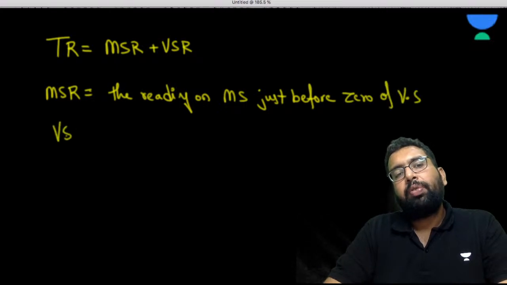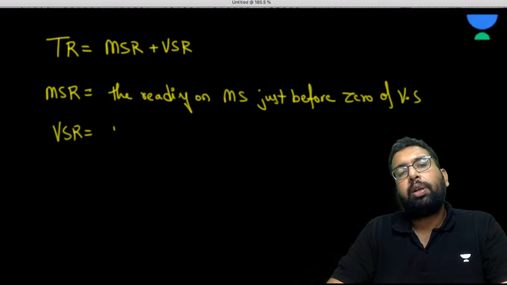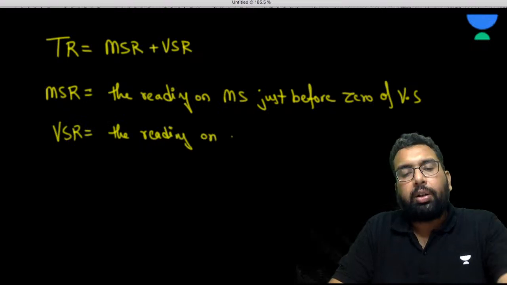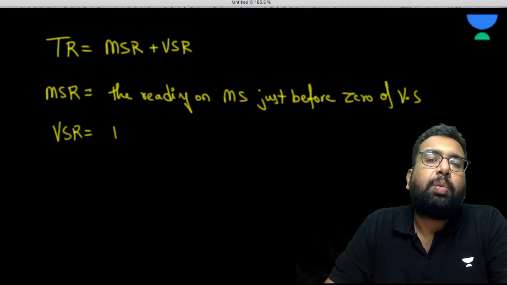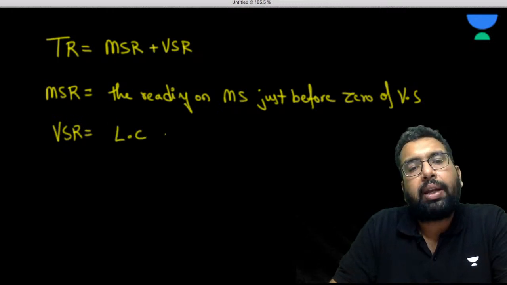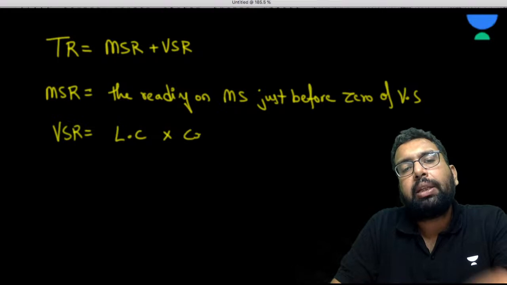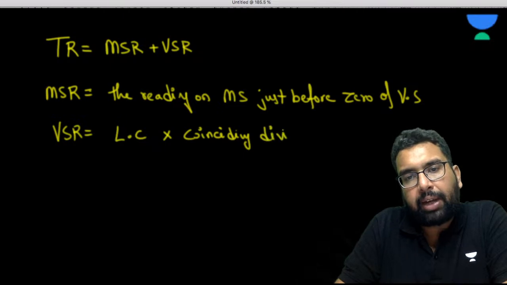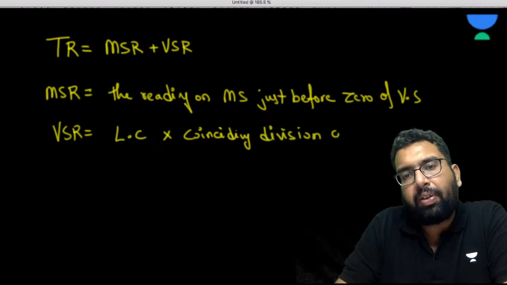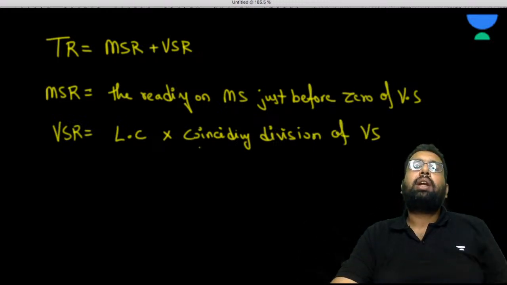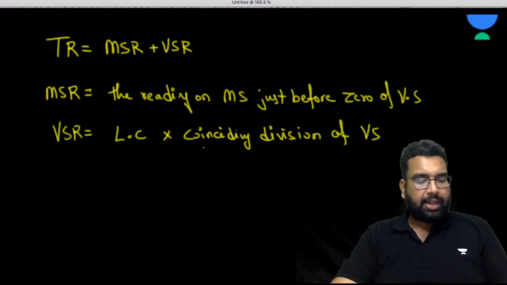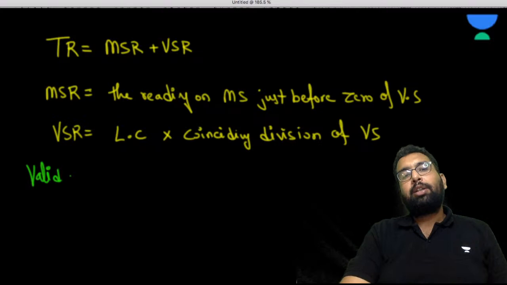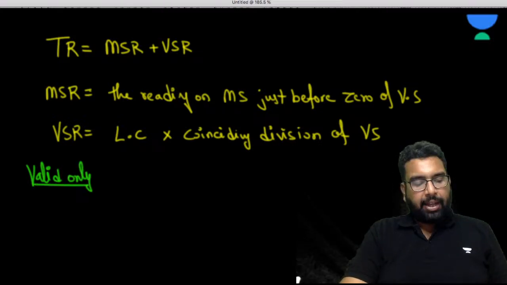And what is this VSR, Vernier scale reading? It is not the reading on the scale, it is going to be the least count into the coinciding division. If it is 6 you can write 6 here, if it is 5 you can write 5 here. So it is the least count into the coinciding division of the Vernier scale.